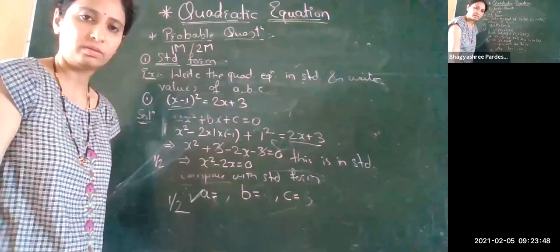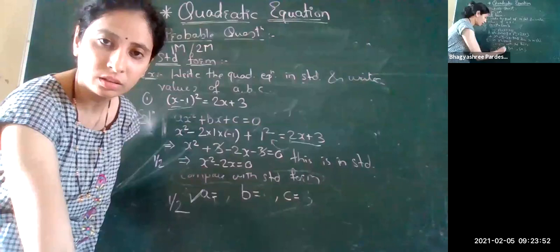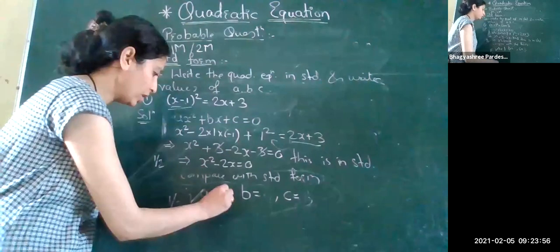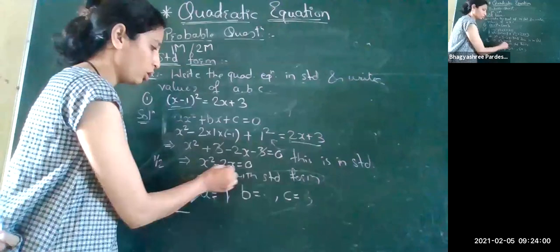Value of A is 1. Yes. Value of B is 0 and value of A is 1. B is 0 and C is minus 2. No, value of B is not 0.